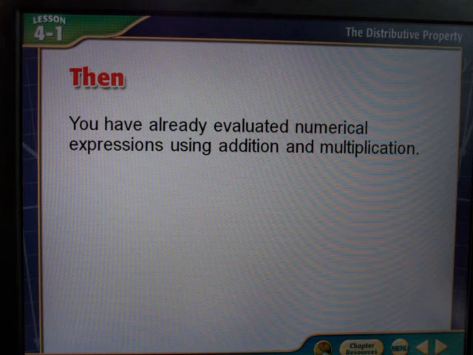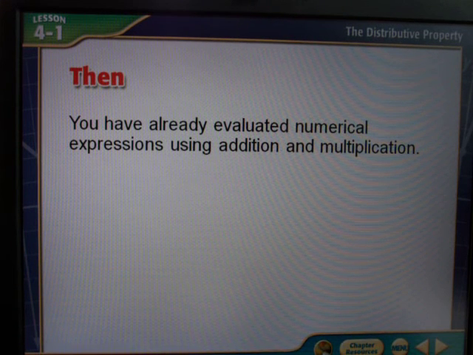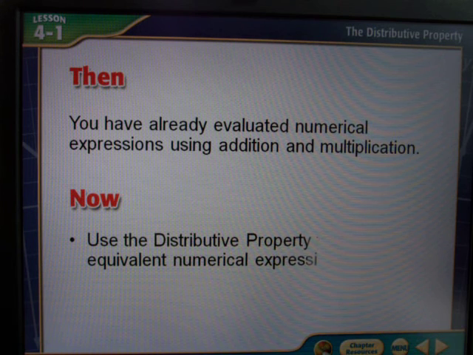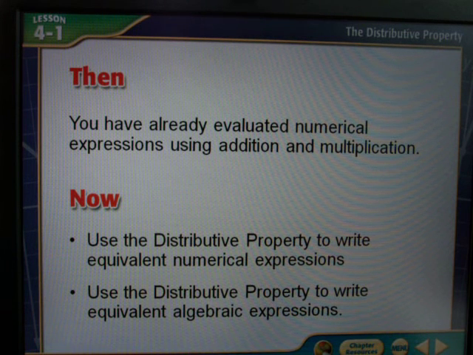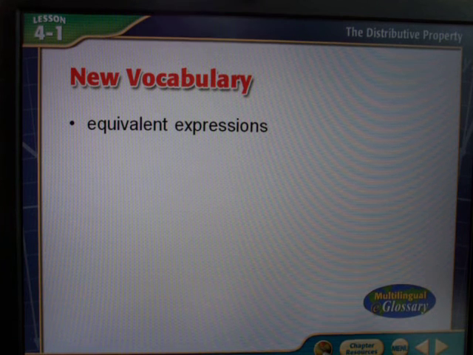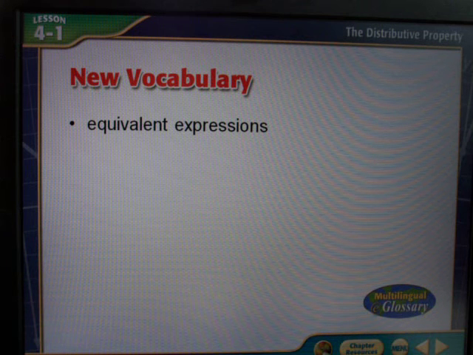So we've already been evaluating numerical expressions using addition and multiplication. Now we're going to use the distributive property to write equivalent numerical expressions. And then we're going to take what we've practiced with just numerical expressions and apply that to algebraic expressions as well. An equivalent expression is just two expressions that have the same value, but maybe are said in a different way. Two examples of equivalent expressions would be 8 times 3 and 6 times 4. They both equal 24.